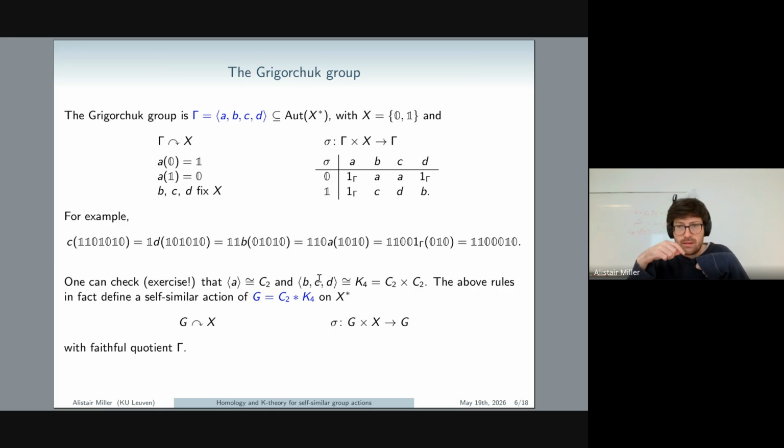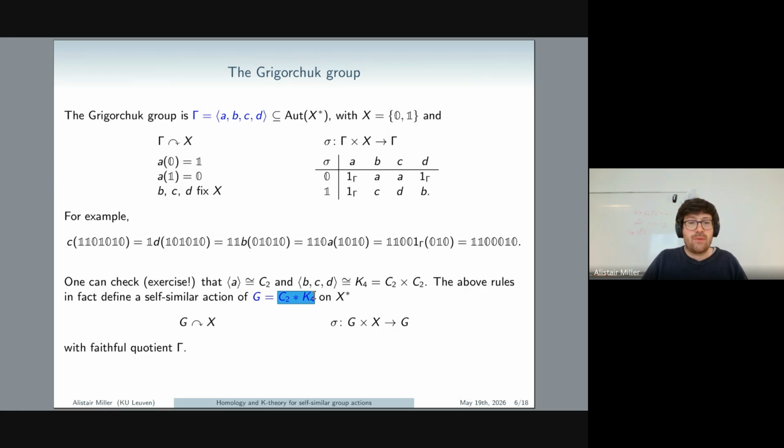And something more is true, that actually all of what I've just said, we get this faithful self-similar action of this subgroup of the automorphism group. I mean, it's faithful by definition. But actually, this is defined for us a self-similar action of this free product group here, with the same sort of arguments.